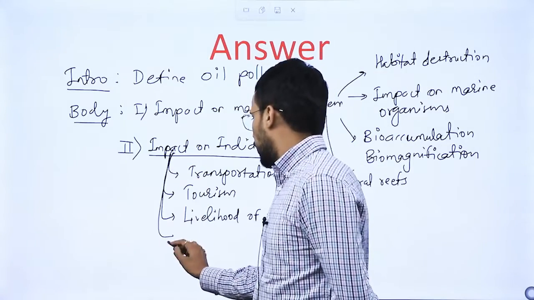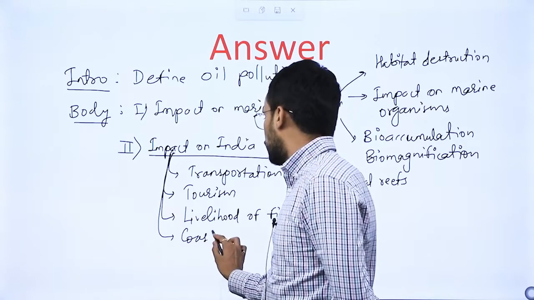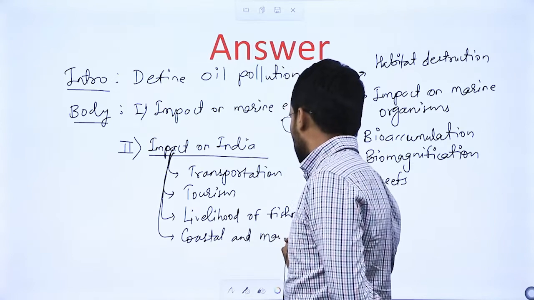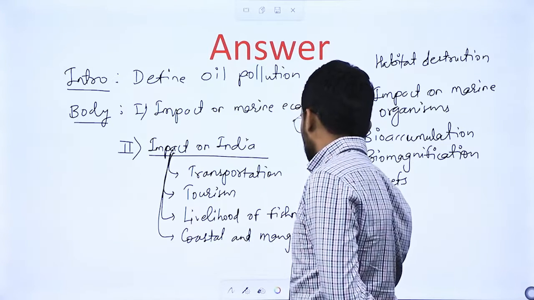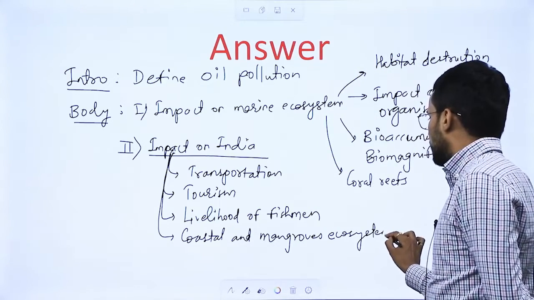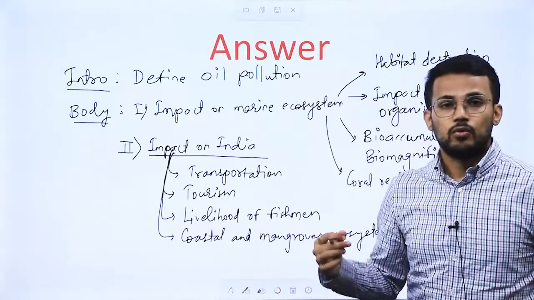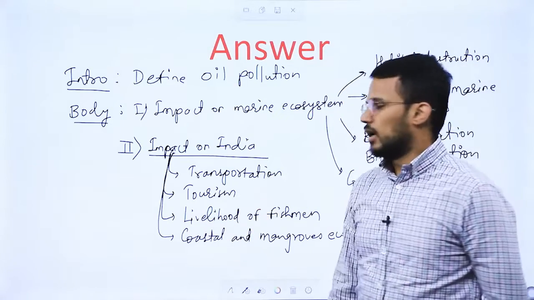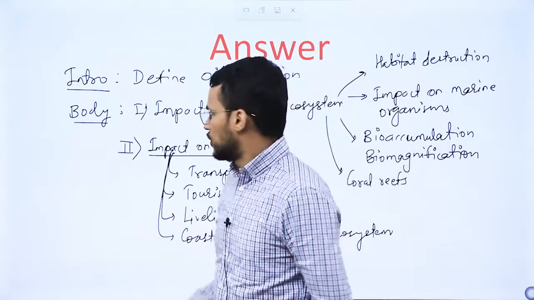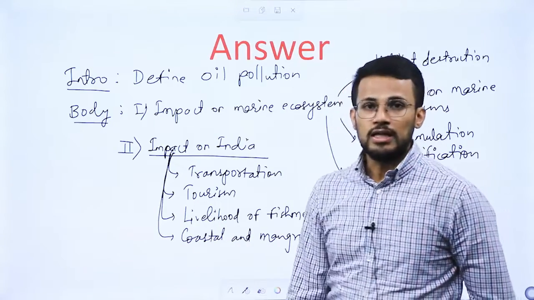Then it will also have its impact on coastal and mangroves ecosystem. Coastal and mangroves ecosystem will be affected, and you must be aware, coastal and mangroves ecosystem provide a number of services to us. So all those services will be affected because of this oil pollution. So these are some of the impacts that you can highlight in the impacts on India.